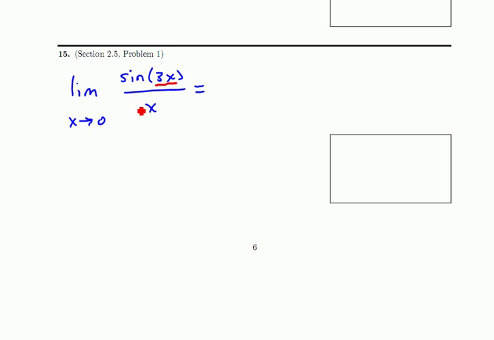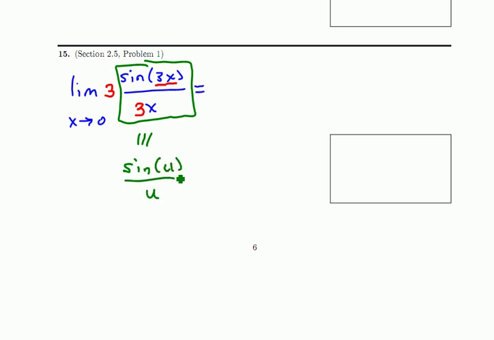I can place that in the denominator by putting a 3 there and then compensating by putting a 3 on the outside. And if I do that, then this portion of this expression is of the form sine u over u. Of course, now we have to ask an important question. In this expression, sine u over u, where u is being played by 3x, is u going to 0? Well, notice that x is going to 0. If x is going to 0, then certainly 3 times x is going to 0. So it is the case that I'm looking at sine u over u with u going to 0.